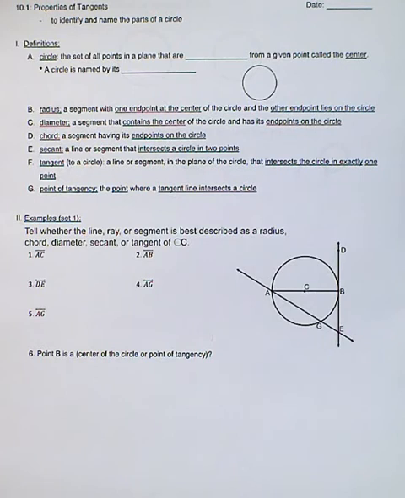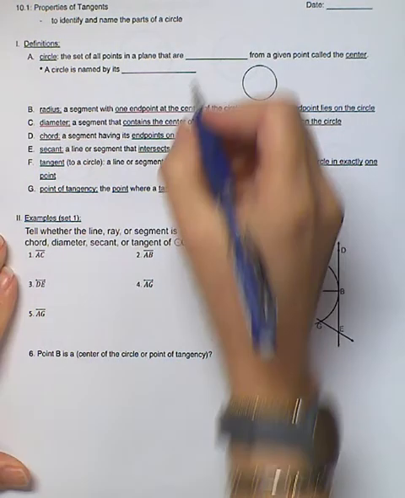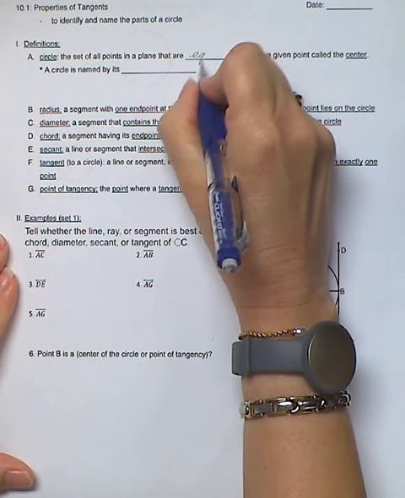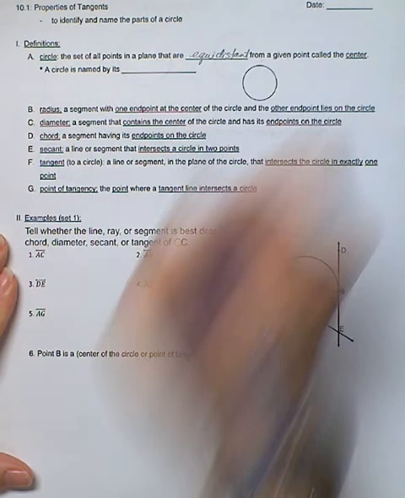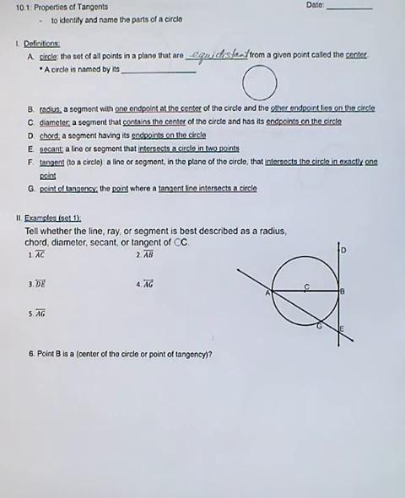We do know the definition of a circle. It's the set of all points in a plane that are equidistant from a given point called the center. So we had talked about how that helps us make a circle using a compass.